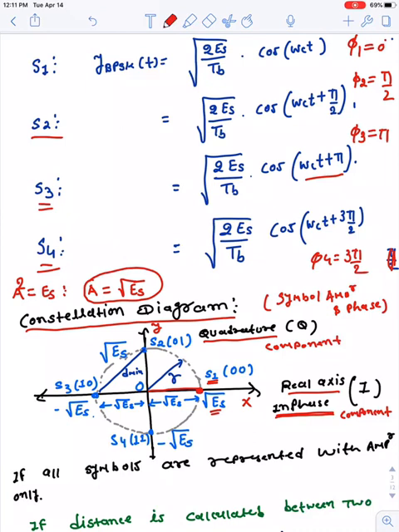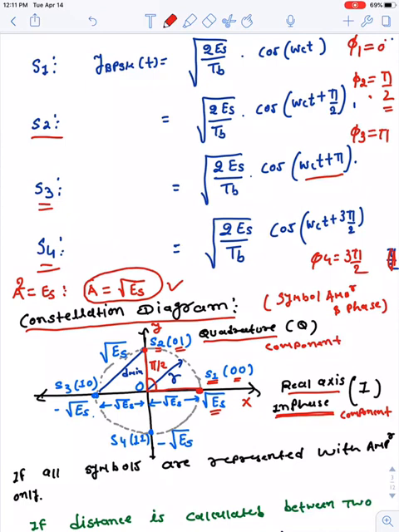Now symbol 2 has the same amplitude, square root of Es, but the phase is pi by 2. So it is represented here on this axis, which you can consider as pi by 2. That can be represented here with the symbol S2. Symbol S2 is represented by the bit combination 01, and symbol S1 represents the bit combination 00. The energy remains the same, square root of Es.